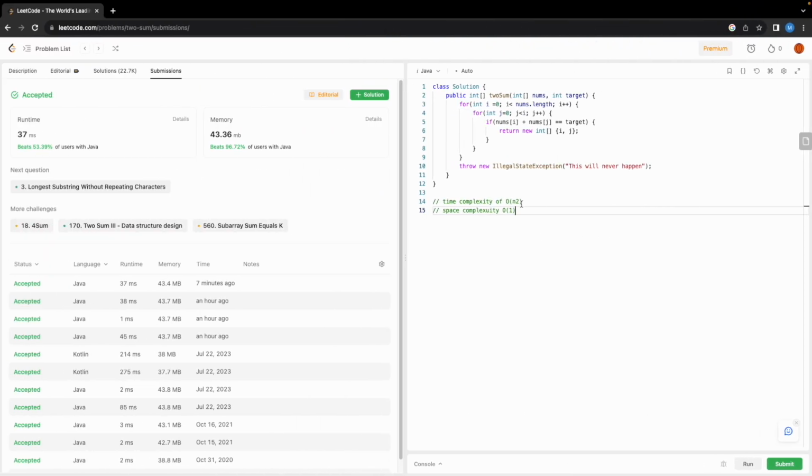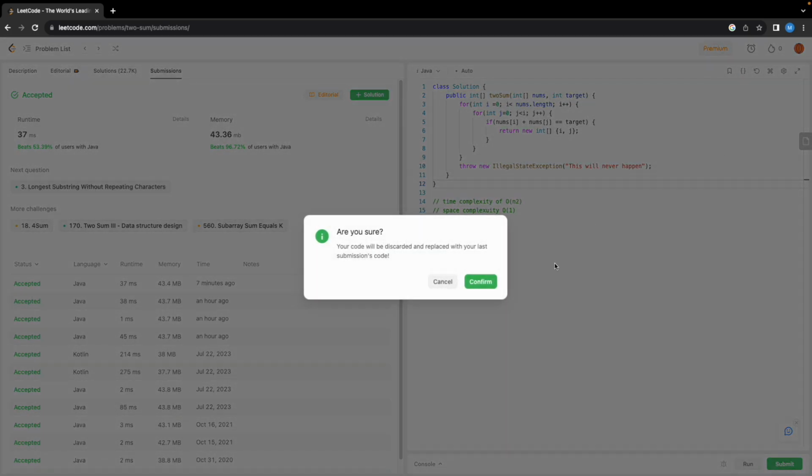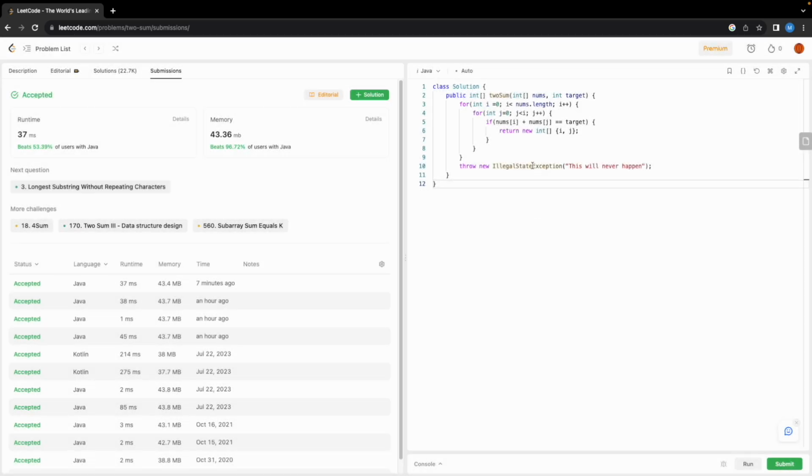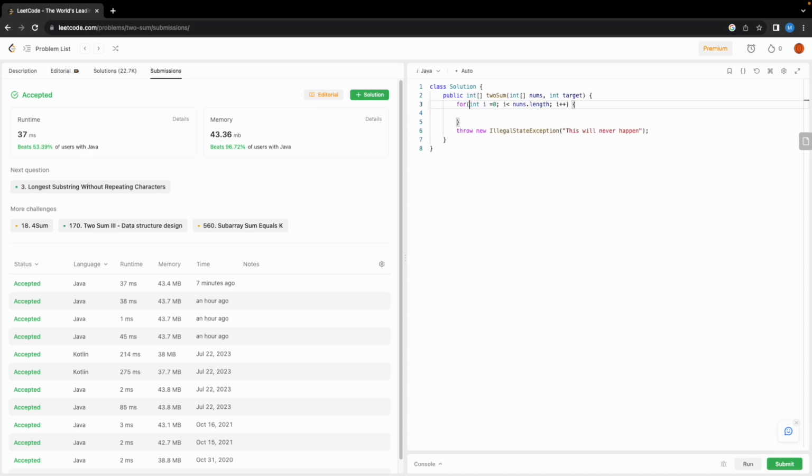Okay, let's try to write code for the hash map solution. So let's reset it. Okay, so we need only one loop here and we have to create a hash map. The hash map is integer comma integer because it is having a number and its index.